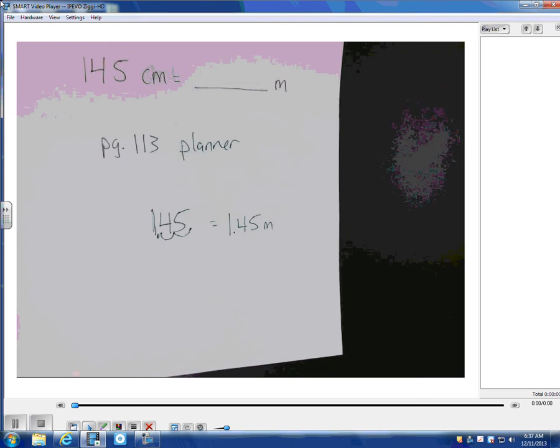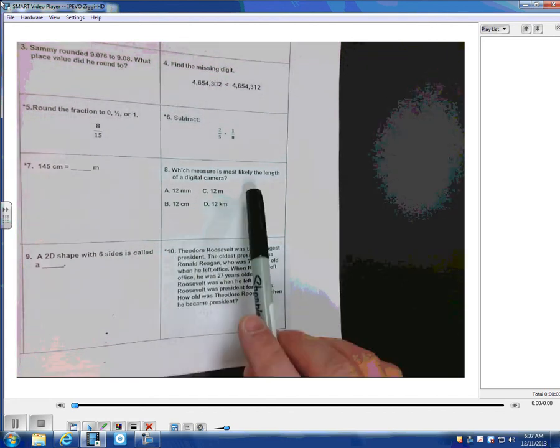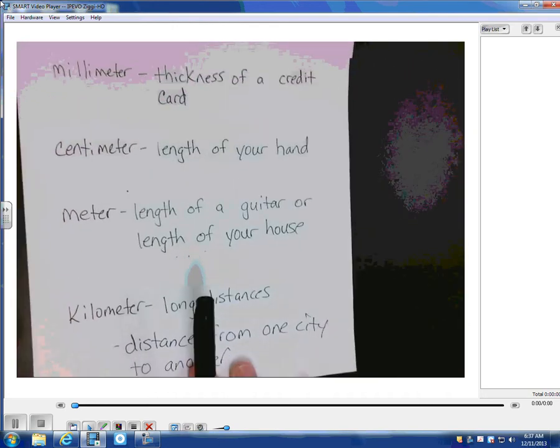All right, let's look at number 8. It says, which measure is most likely the length of a digital camera? So we want to know the length of a digital camera. So we have 12 millimeters, 12 centimeters, 12 meters, or 12 kilometers. So what I want to do is just kind of talk about what each one of those means.